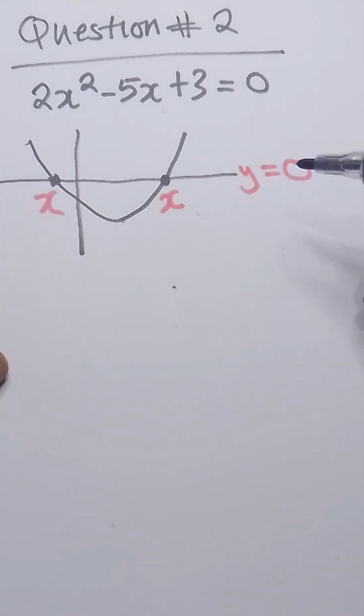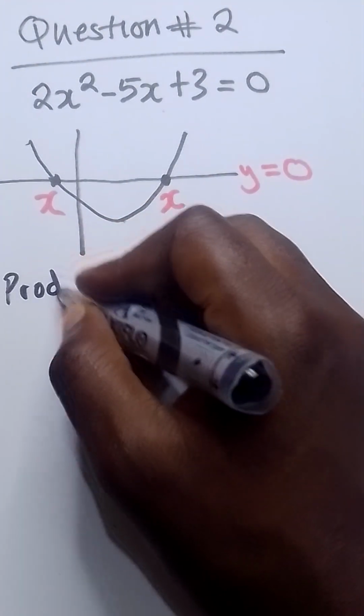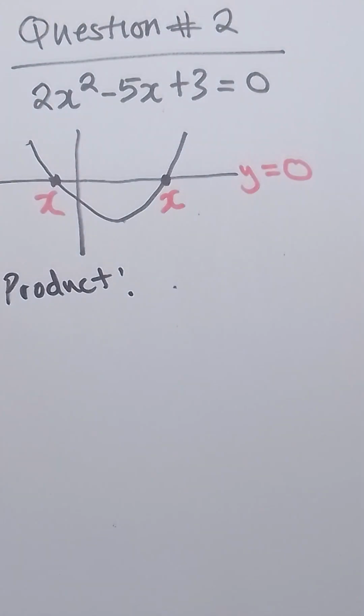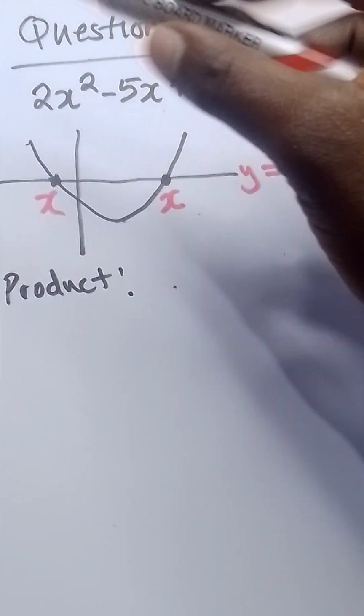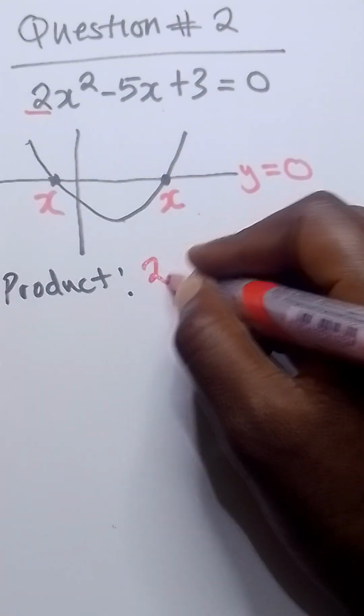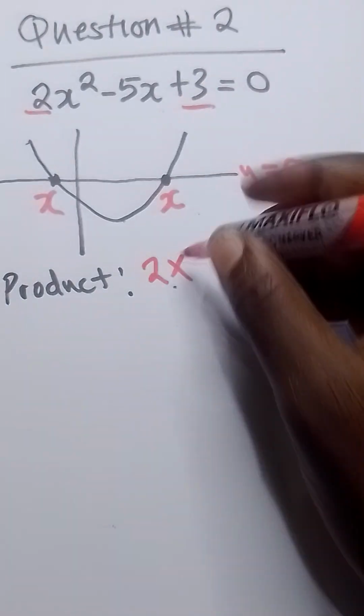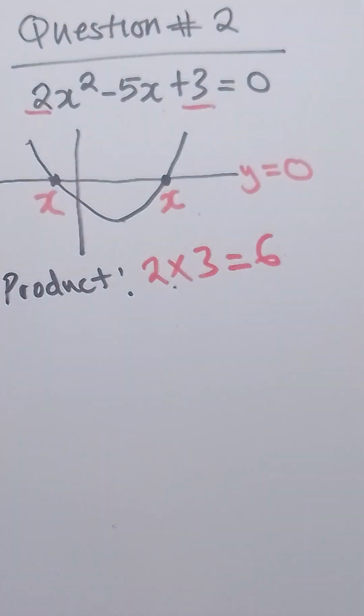It's very important to follow rules, to follow exam instructions. The test said use factorization method, so don't use the quadratic formula. First of all, you need to find the product. For you to find the product, you get the coefficient of x squared, which is 2, then you multiply it by the constant, which is 3. So the product is 6.